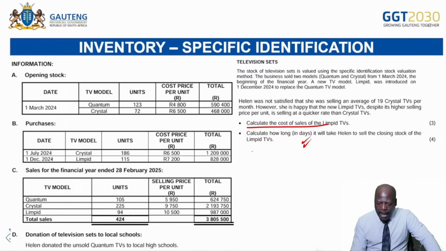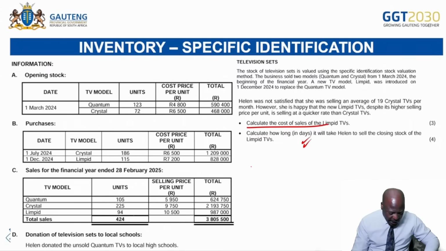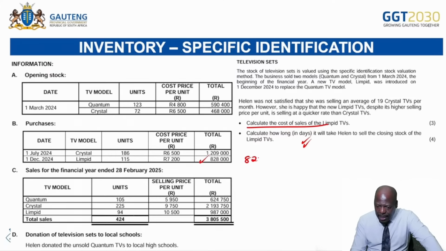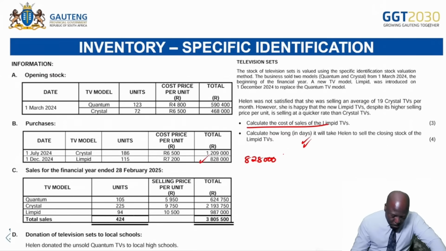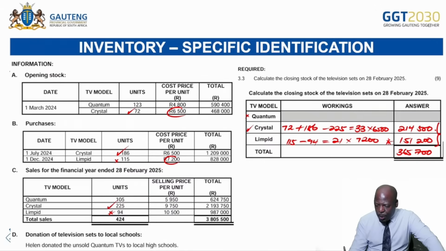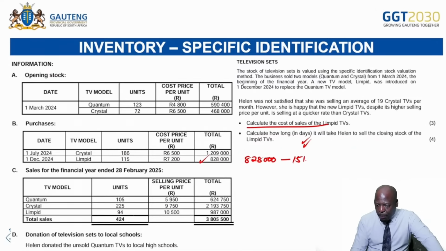Okay, so on my limpid TV, we want to calculate the cost of sales. We're going to say how much were the purchases. It was 828,000. So I have my 828,000 there, minus my closing stock, which is 151,200. So I simply say minus 151,200 here. So it is my purchases minus my closing stock, and it will give me my cost of sales.